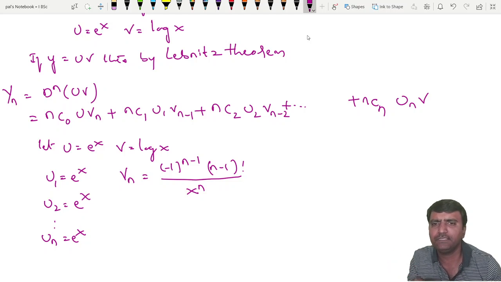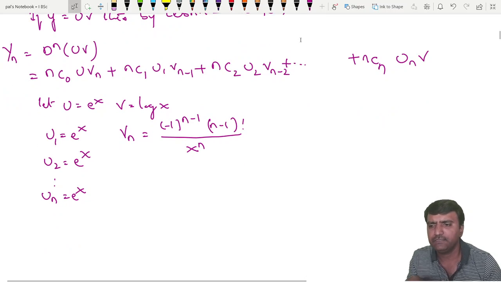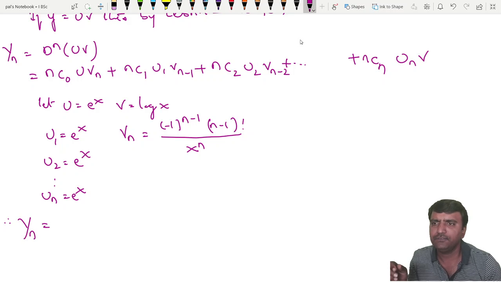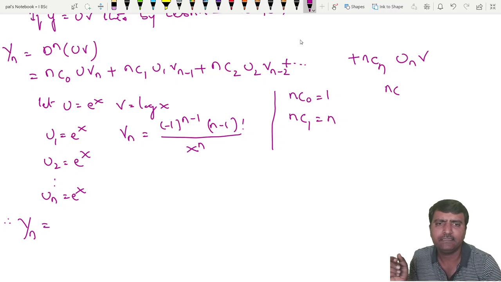So if you substitute all these in this equation, the nth differentiation yn is equal to nc0. You should remember all these values. nc0 means it is 1, nc1 is equal to n. This is because nc0 is equal to n factorial by n minus r factorial into r factorial, r means 0, 0 factorial into 0 factorial. So n factorial cancels with n factorial. 0 factorial is 1. So it is 1 by 1 is 1.